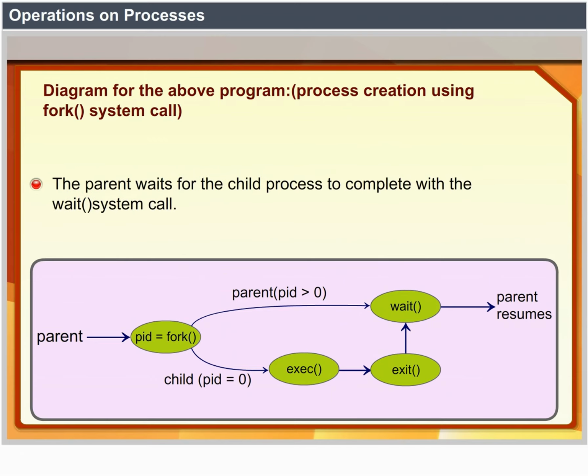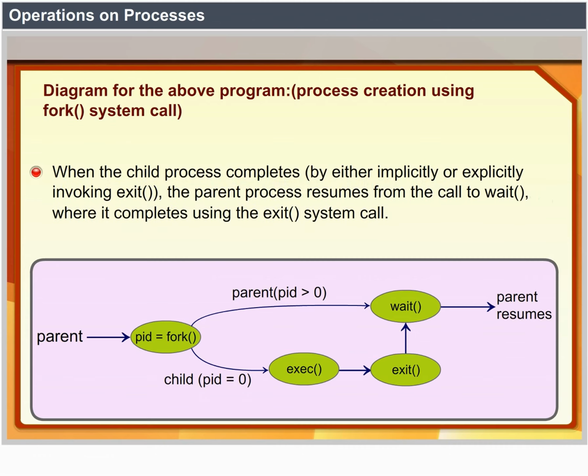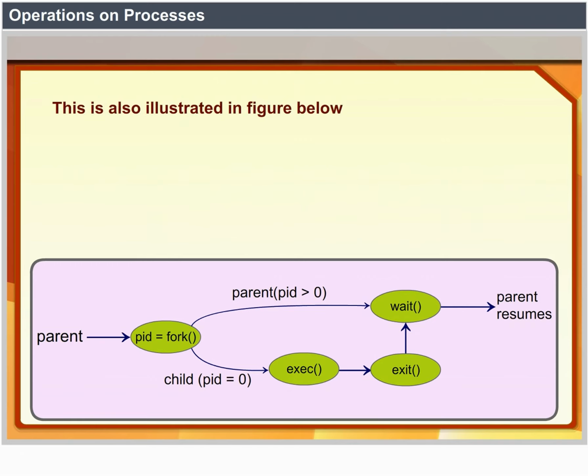The parent waits for the child process to complete with the wait function system call. When the child process completes by either implicitly or explicitly invoking the exit function, the parent process resumes from the call to wait function, where it completes using the exit function system call. This is also illustrated in the figure below.